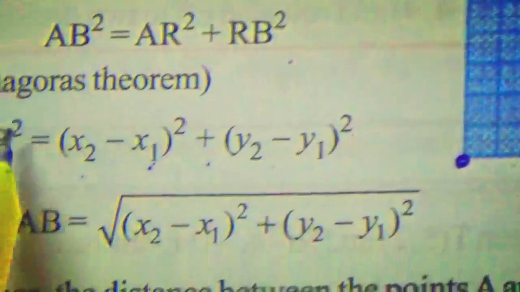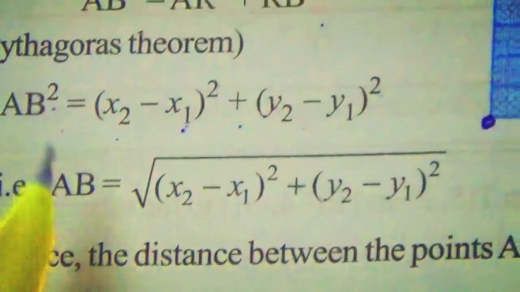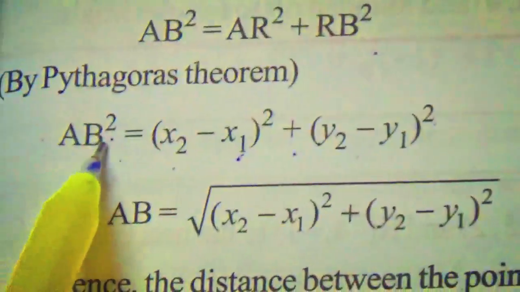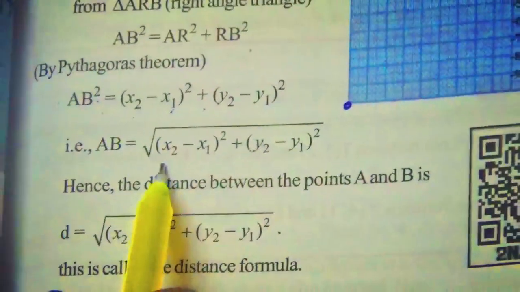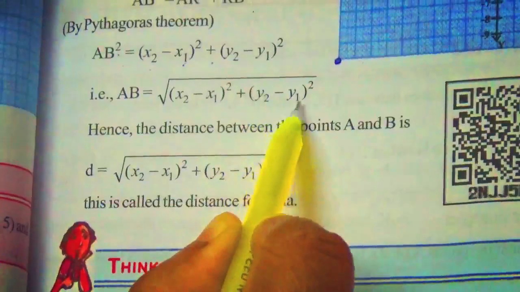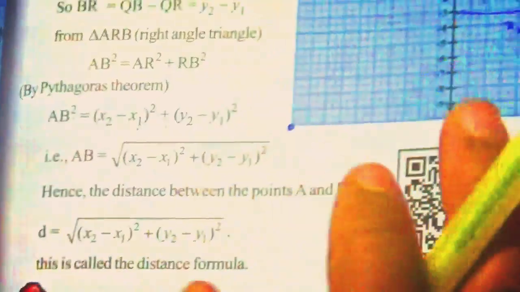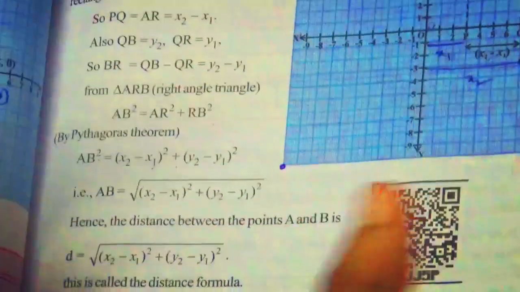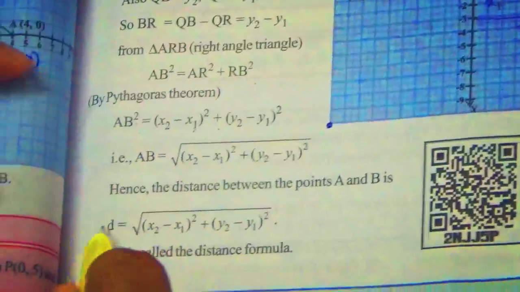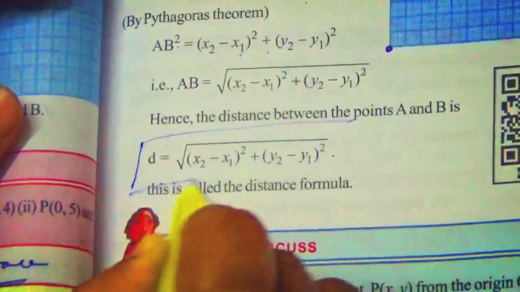So AB square, when you take the square root on the other side, becomes AB equal to the square root of x2 minus x1 whole square plus y2 minus y1 whole square. That is the formula for 2 points in different quadrants, or which are not on the x-axis and y-axis. That is the final formula, the distance formula.